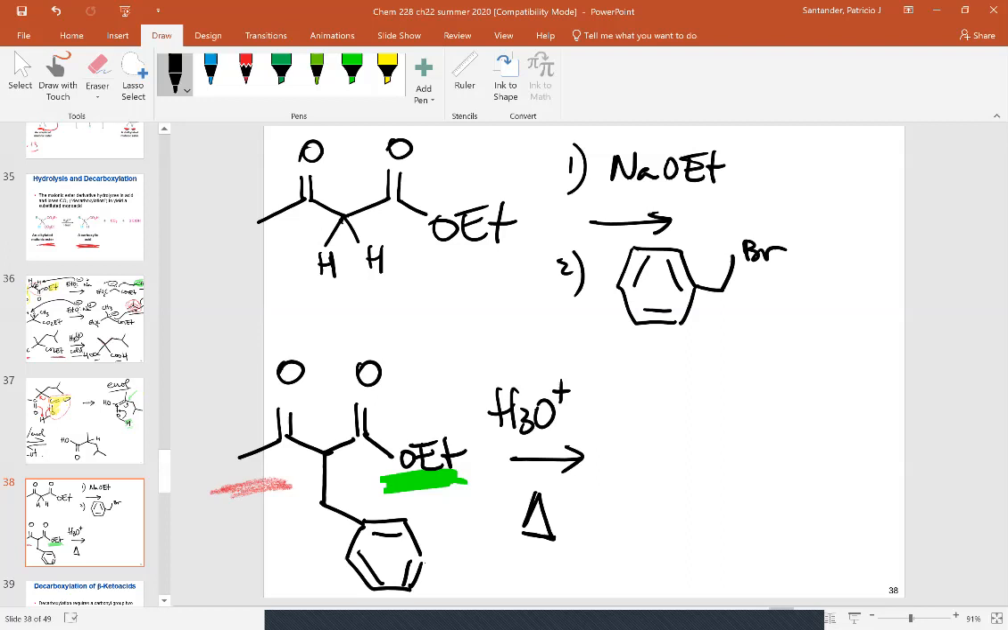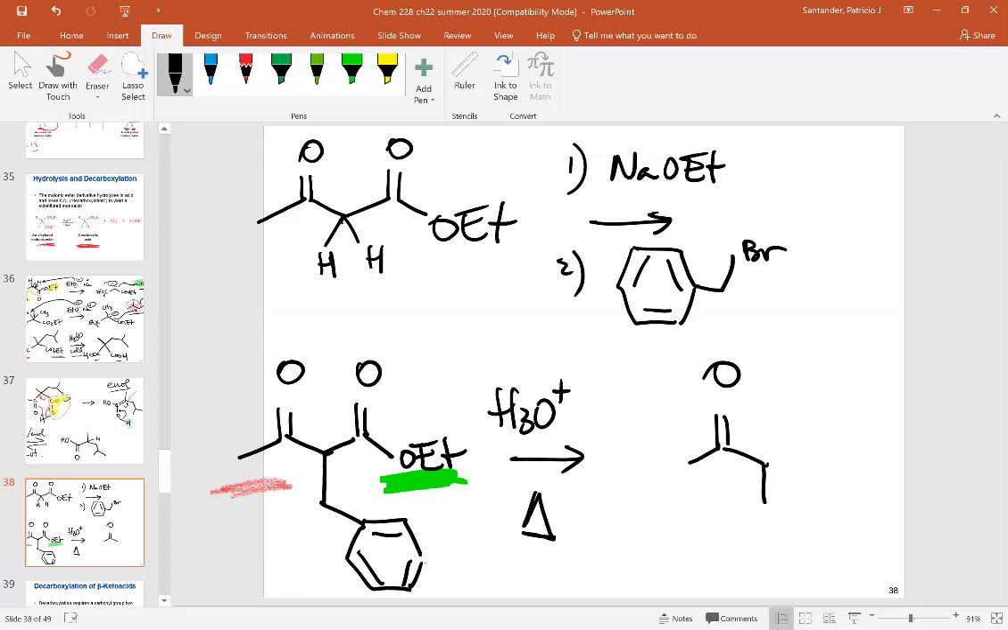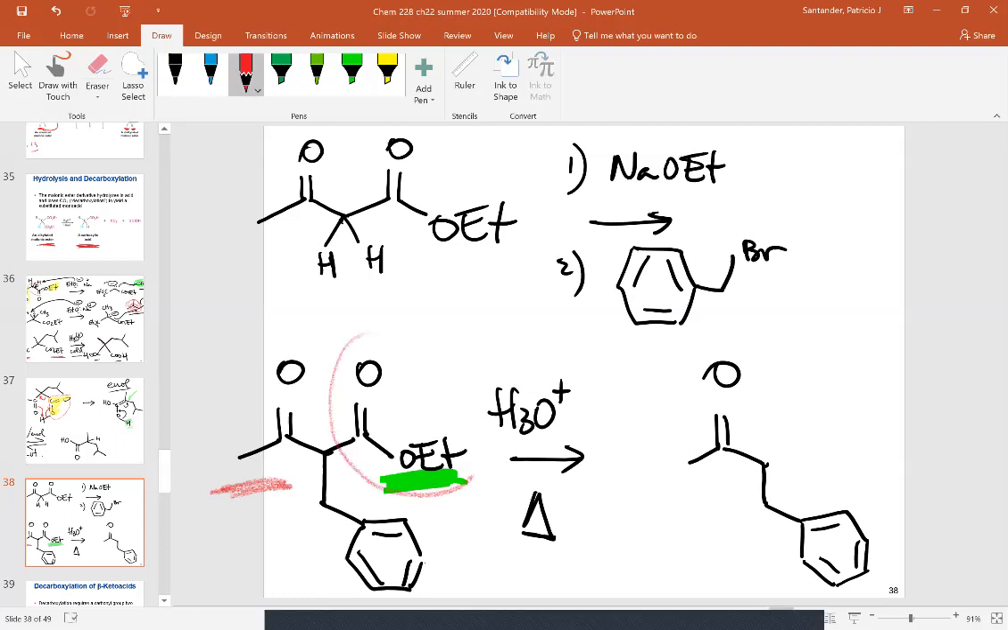So that means that in the final product, I will get this, right? So let's say that I don't go through a second alkylation. I'm just content with performing one alkylation. And so I will get that group attached, and then this portion here will be gone as CO2, right? So that will be my very final product.